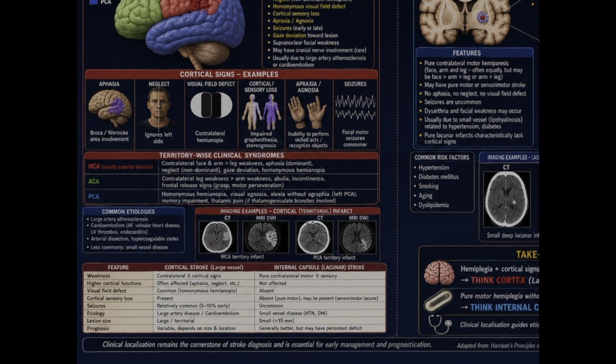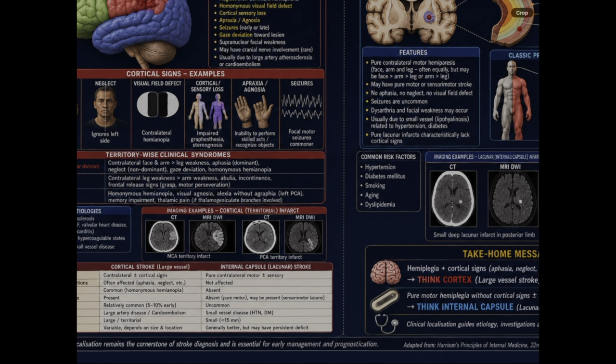Lesion size is large or territorial in cortical stroke. Here it is small lesions. Prognosis is variable and depends on size and location. Generally better, but in lacunar stroke there may be a persistent deficit.